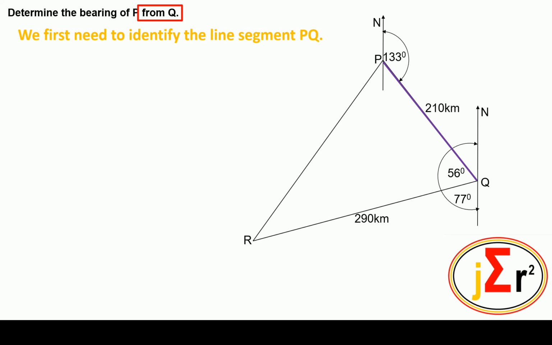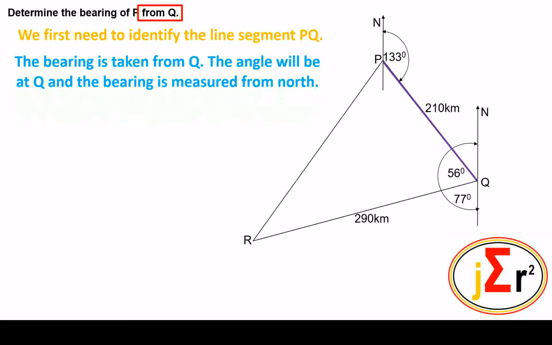From Q, what do we mean from Q? It means that the angle that represents the bearing is located at Q. The bearing is taken from Q. The angle will be at Q, and the bearing is measured from north. We therefore need to include that north line.